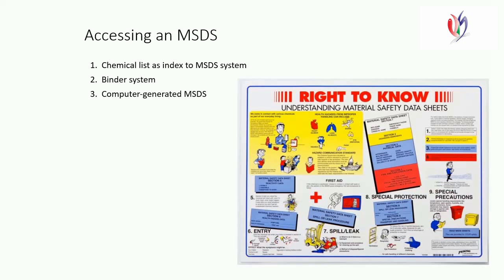A binder system could be used. The MSDSs may be stored alphabetically, by chemical type, or assigned an in-house number that is referenced in the index. These binders must be kept in a place where they can be accessed on all shifts. OSHA also allows the use of computer-based MSDS systems that use CD-ROMs or company intranets that allow you to call up an MSDS on the computer screen and print out hard copies.